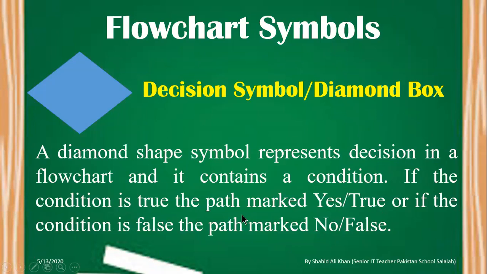So there are two options or two paths in the decision box, or two branches we can say. Whenever you are going to take any decision, there are two options, yes or no. So for that purpose, we will use the diamond box in a flowchart. So let's move on. What is next?